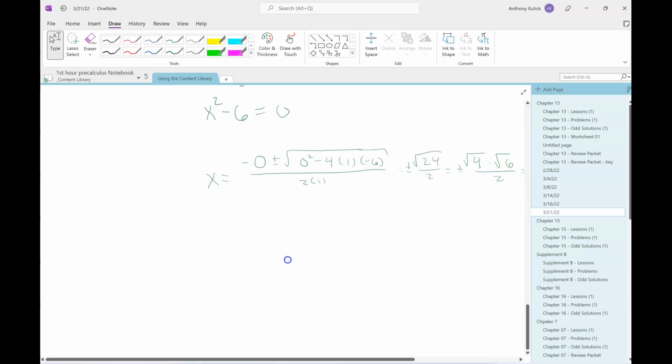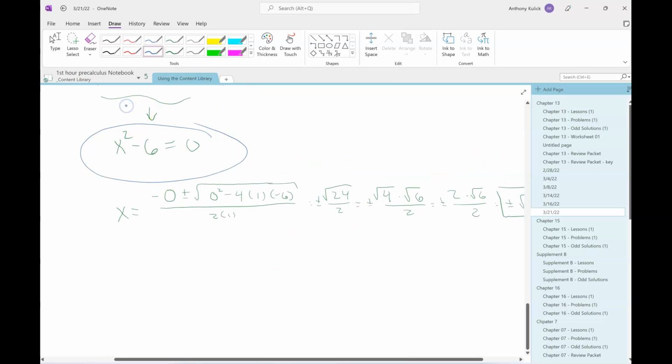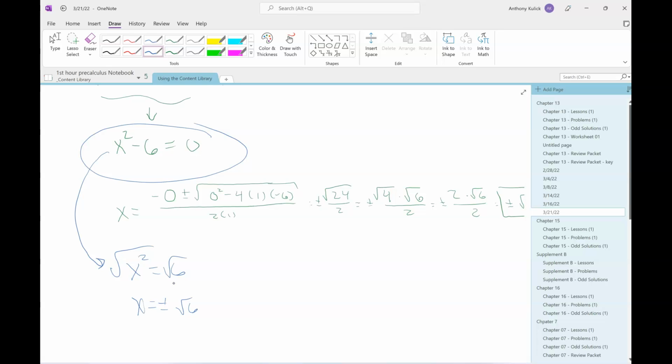Can I point out one other thing to you guys here? For this one, since there's no x term, it was just x squared. Was there another way you could have solved this? Sure. You could have added 6 to both sides and square rooted both sides. That works only if you have no x term, like we did in this case.